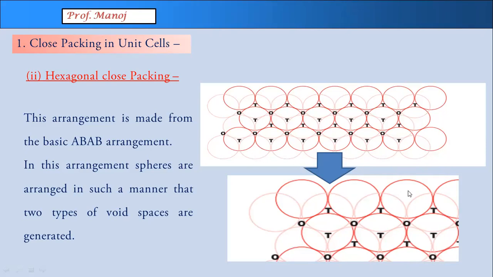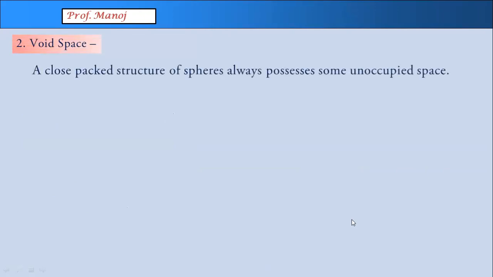So these dark circles are the front atoms above and the pale ones are behind the level. So there are two voids we study, tetrahedral void and octahedral void. So let us go in details of it. Then we will come back to the hexagonal close packing.